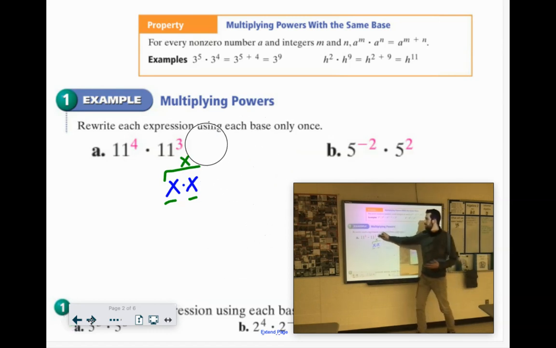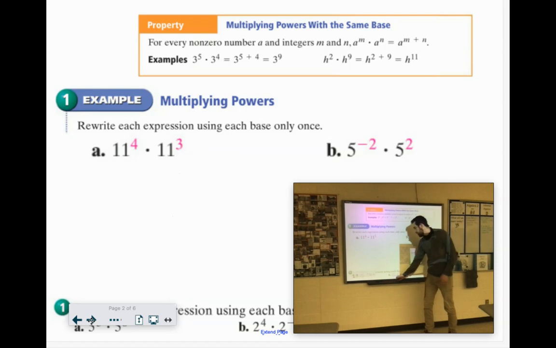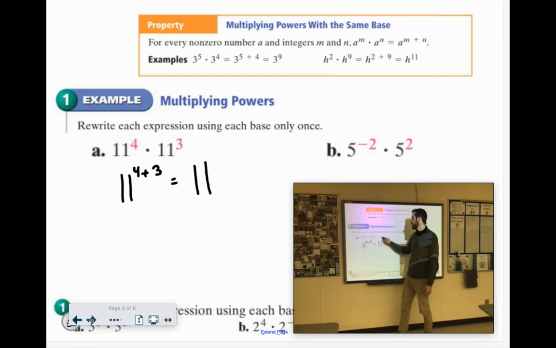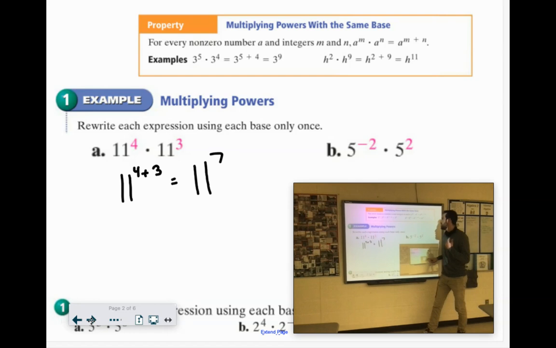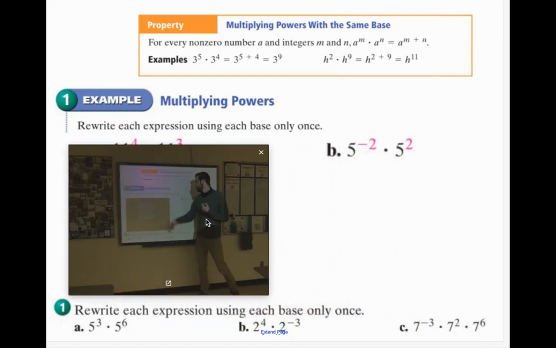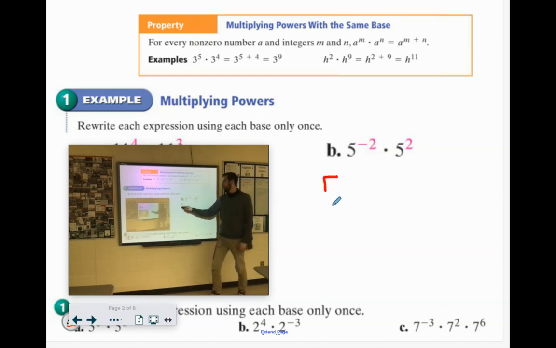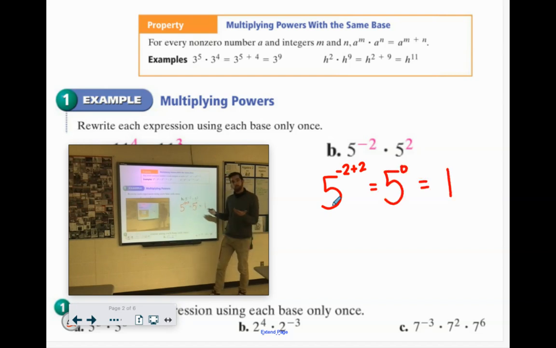So check out this, 11 to the 4th times 11 to the 3rd, we just add the exponents. 4 plus 3 is 7, so 11 to the 7th. That's it. When you multiply the same base, you just add the exponents. 5 to the negative 2nd times 5 to the 2nd. If we add negative 2 plus 2, you get 0. Remember, anything to the 0 power is equal to 1.